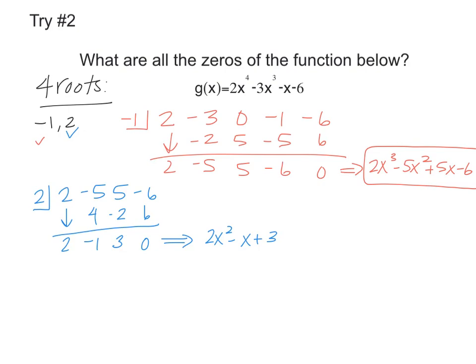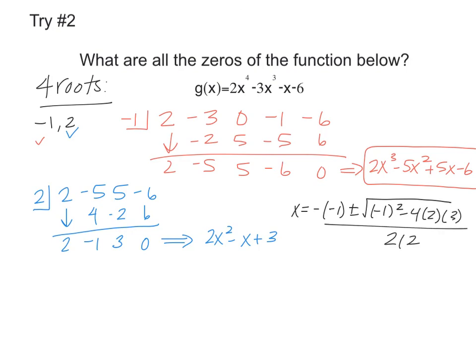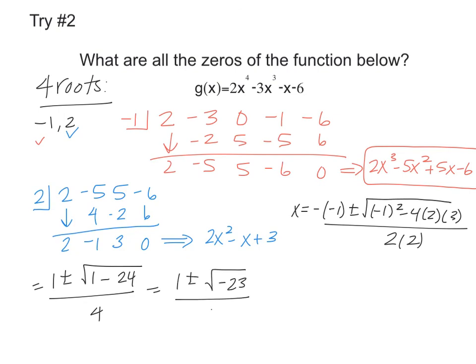So if I start trying to substitute that in, that'd be x equals 1 plus or minus the square root of -1 squared minus 4 times 2 times 3, all over 2 times 2. If I keep going, that's going to be 1 plus or minus the square root of 1 minus 4 times 2 is 8, 8 times 3 is 24, over 4. Keep going. 1 plus or minus the square root of -23 over 4. And lastly, 1 plus or minus i radical 23 over 4.